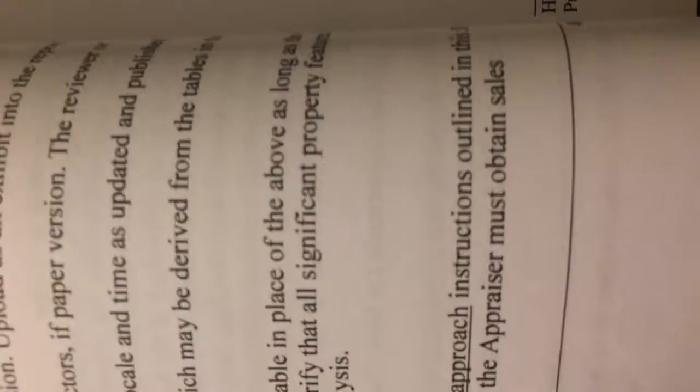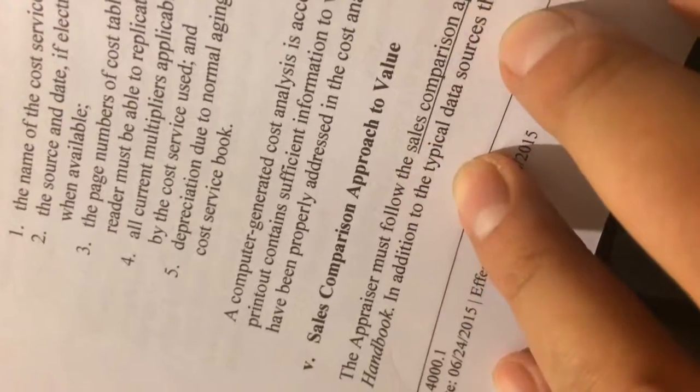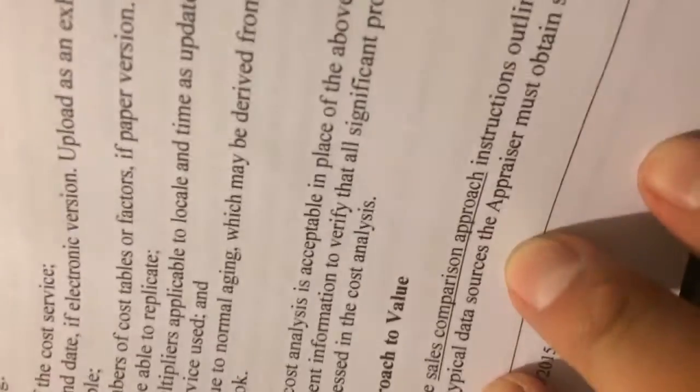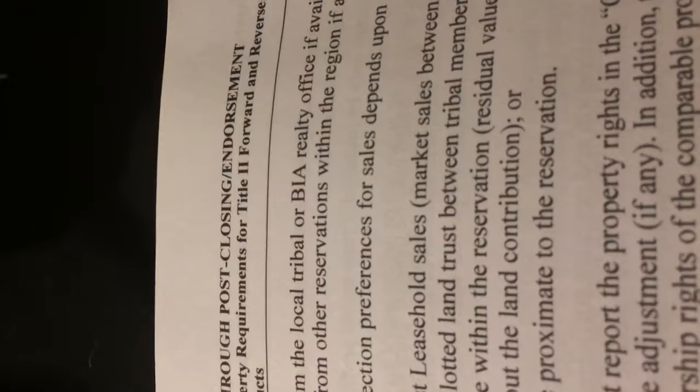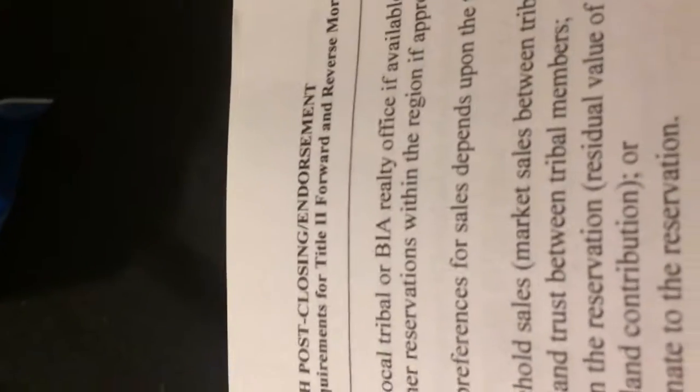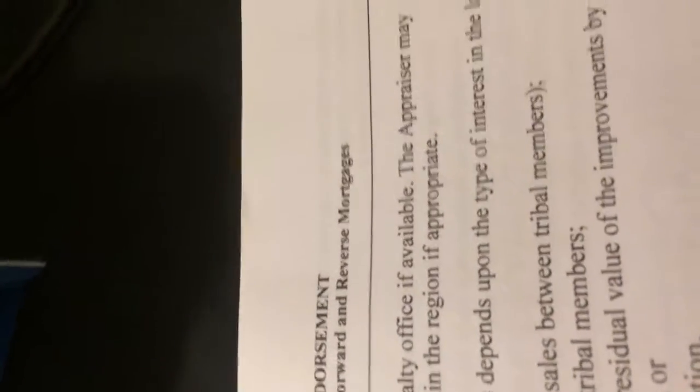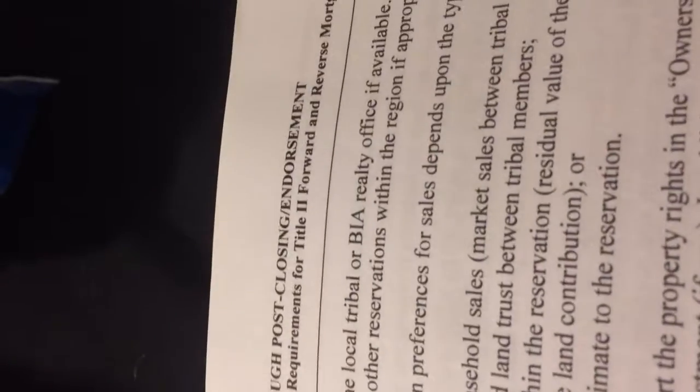Sales comparison approach to value. The appraiser must follow the sales comparison approach instructions outlined in this SF handbook. In addition to the typical data sources, the appraiser must obtain sales information from the local tribal or BIA realty office if available. The appraiser may consider sales from other reservations within the region if appropriate.